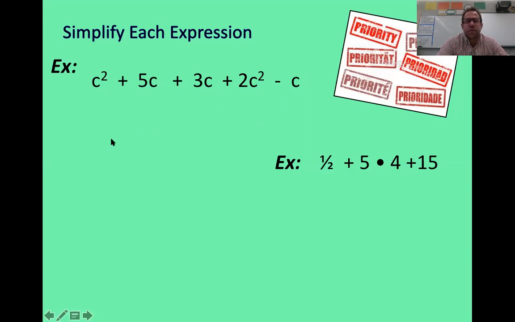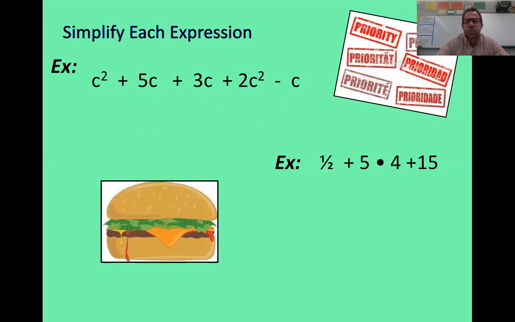So one of the things that I like to do is I like to think of food. Anytime I see the letter C in a problem, I like to think of cheeseburgers. Now all of a sudden, I've got something that makes sense. So like here, this is 5 cheeseburgers plus 3 more cheeseburgers. And then this is take away a cheeseburger.